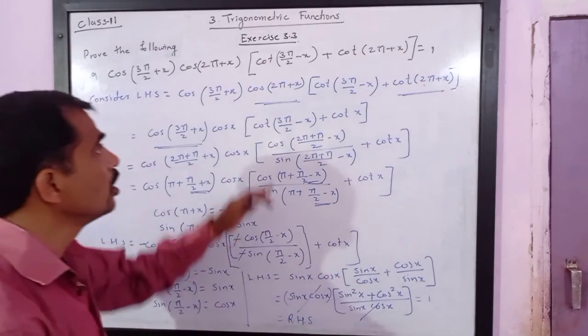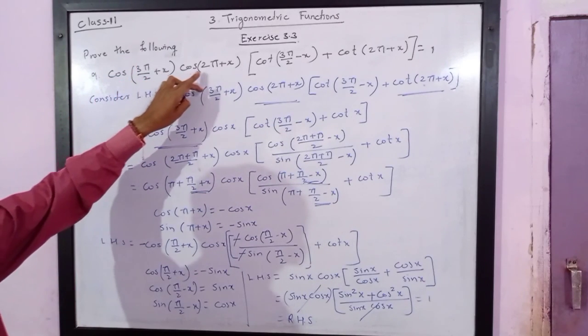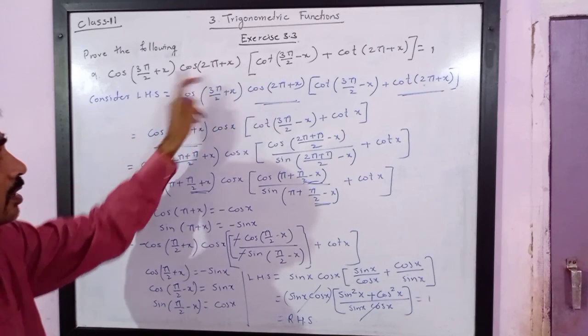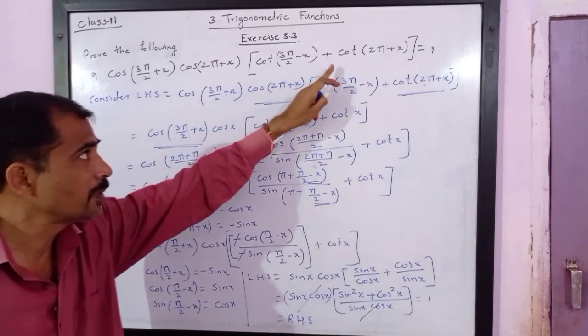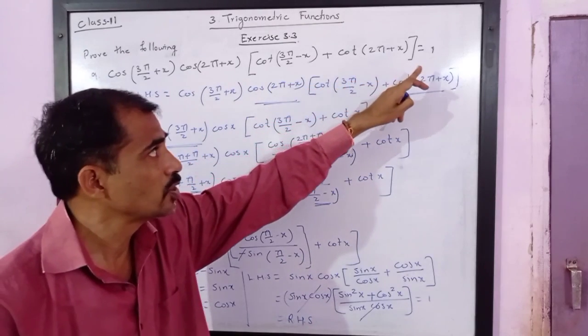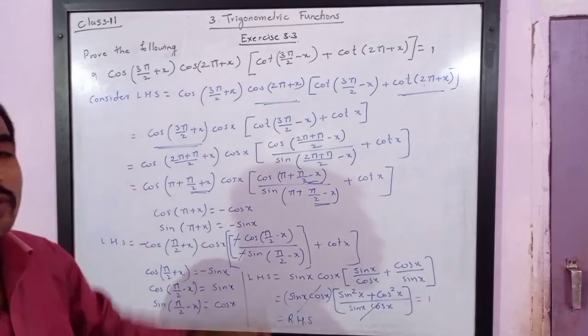So please note we were asked to prove cos of 3 pi by 2 plus x into cos of 2 pi plus x, multiplied by bracket cot of 3 pi by 2 minus x plus cot of 2 pi plus x, equals 1. So in this way we can prove the question.